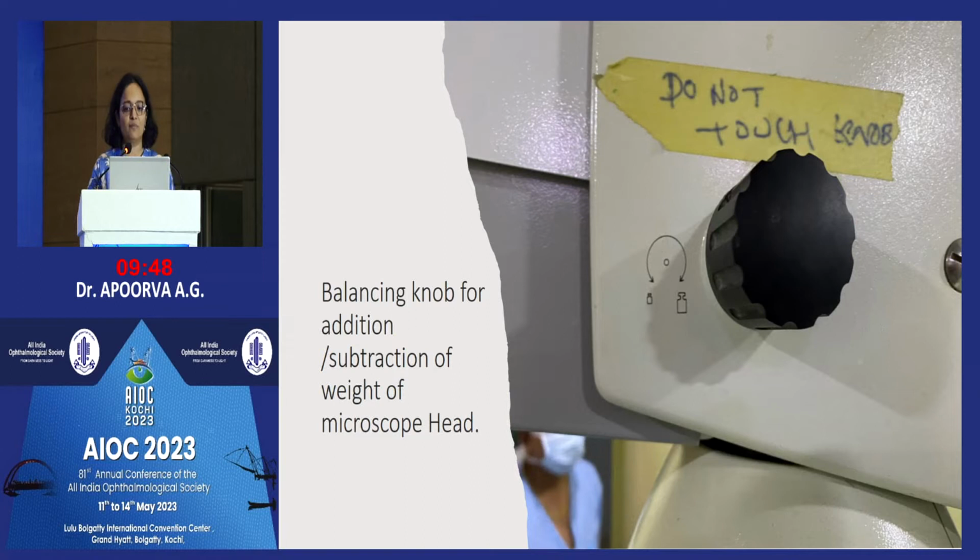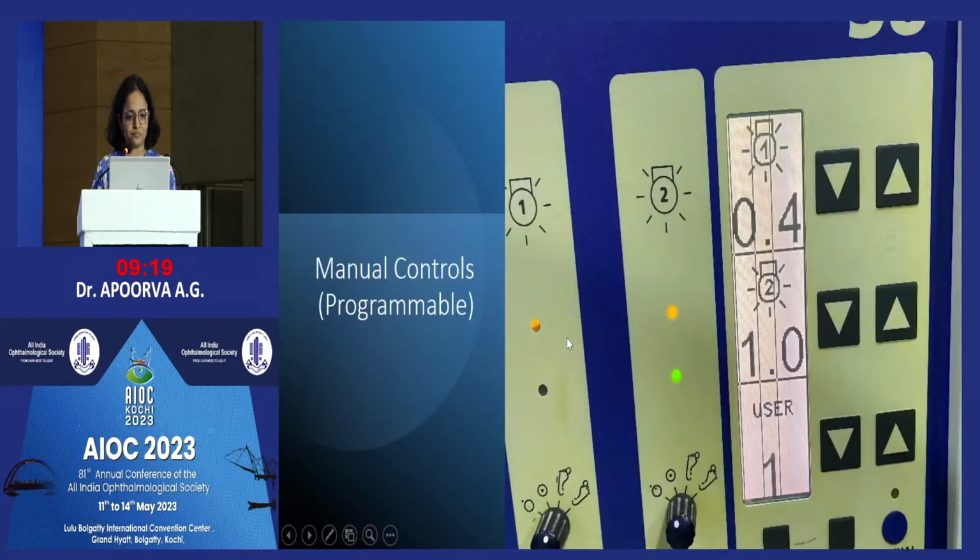Like I said before, this is the balancing knob for addition or subtraction of the weight of the microscope head. Unless this knob is turned, usually by the floor nurse, we cannot move the microscope head, and this is very important in microscopic surgery because we don't want even a millimeter difference in our field, which will actually translate to large movements in our field of vision. These are some of the manual controls.